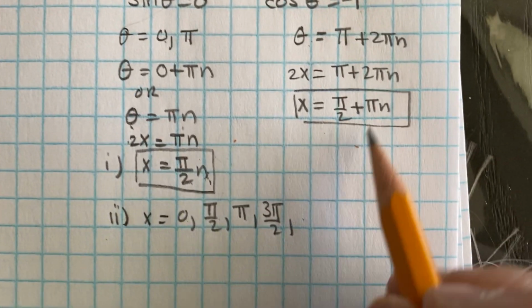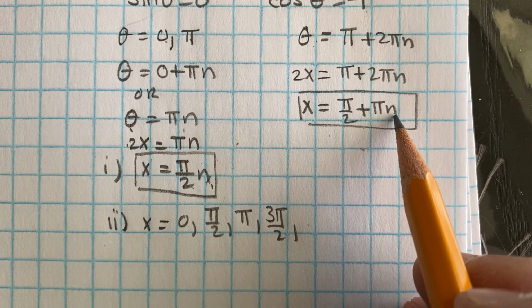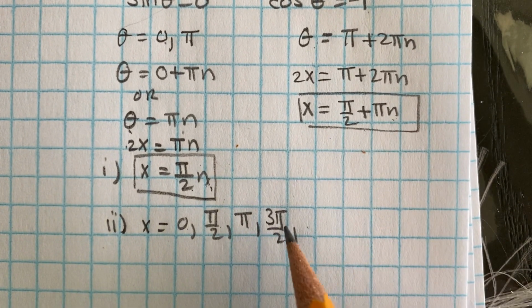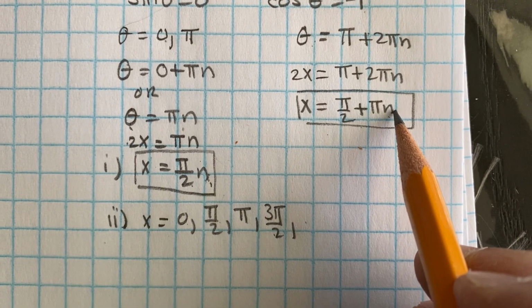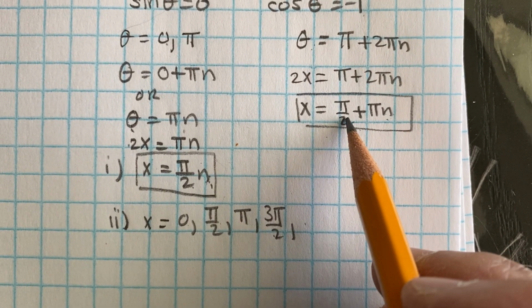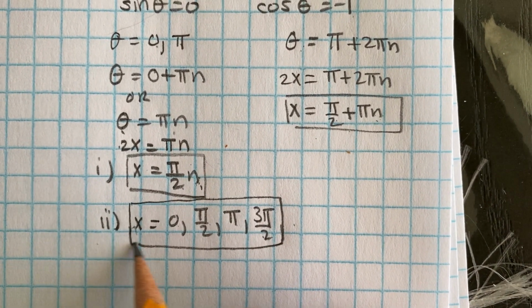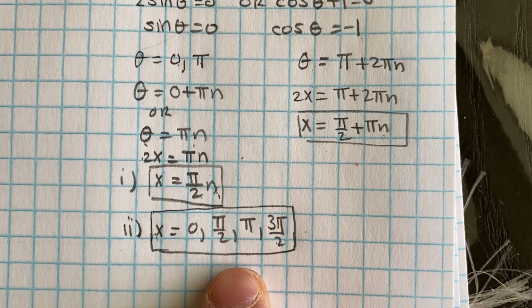So I'm done. If you do the same thing over here, if you plug in n is 0, you'll get pi over 2. N is equal to 1, you're going to get 3 pi over 2. If you plug in 2 pi plus pi over 2, again, that falls outside the interval. So these are the specific solutions on the interval from 0 to 2 pi.